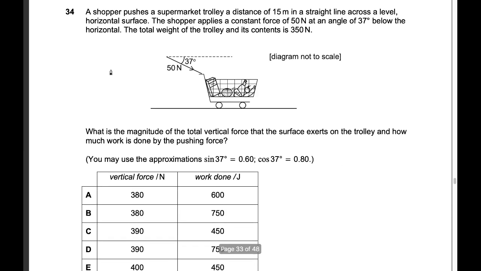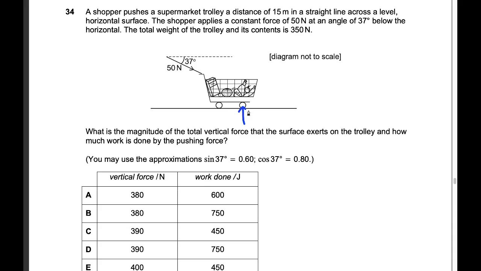Okay. Moving on. Right. So this looks like a sort of decomposing this force into 2 force components. That's what I'm going to be doing here, I think. So a shopper pushes a supermarket trolley a distance of 15 meters in a straight line across a level horizontal surface. The shopper applies a constant force of 50 newtons, but at an angle. Okay, fine. The total weight of the trolley and its contents is 350 newtons.